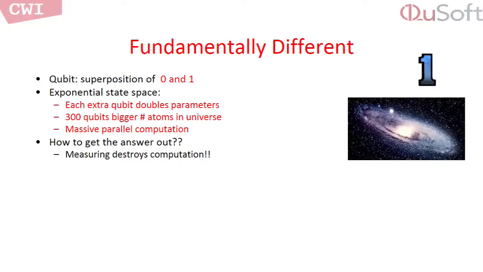However, there's one problem, and that is, how on earth are we going to get the answer out of this computation? Because when you look at it, when you measure, poof, the whole thing collapses, like in the example with the single qubit.